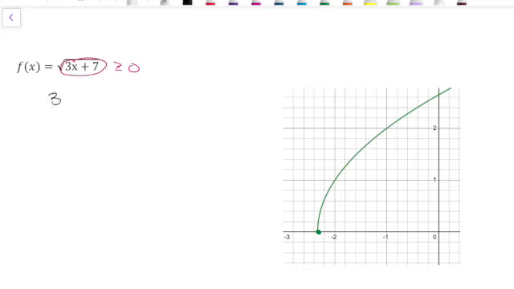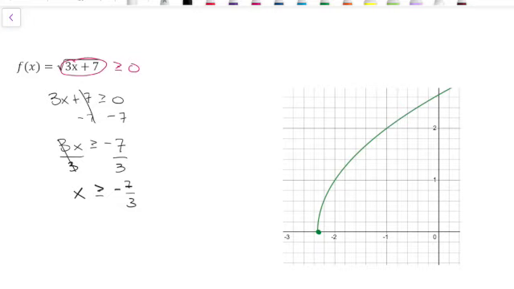So we've got 3x plus 7 is greater than or equal to 0, subtract 7 from both sides. 3x is greater than or equal to negative 7. Do not switch the sign, because I didn't multiply or divide by a negative. Divide by 3. x is greater than or equal to negative 7/3. Does that look like negative 7/3? Negative 7/3 is negative 2 1/3. So, yep, looks good. And it goes to the right.